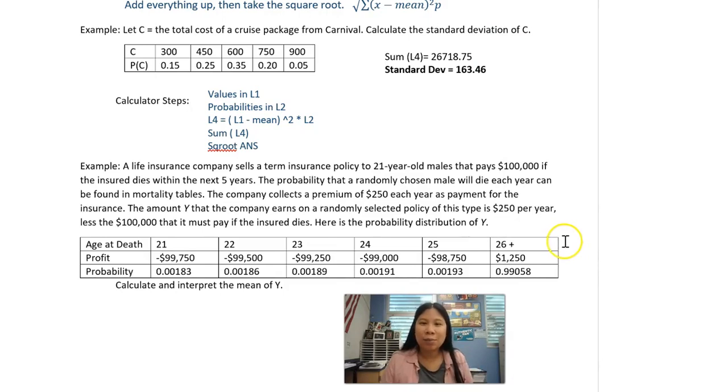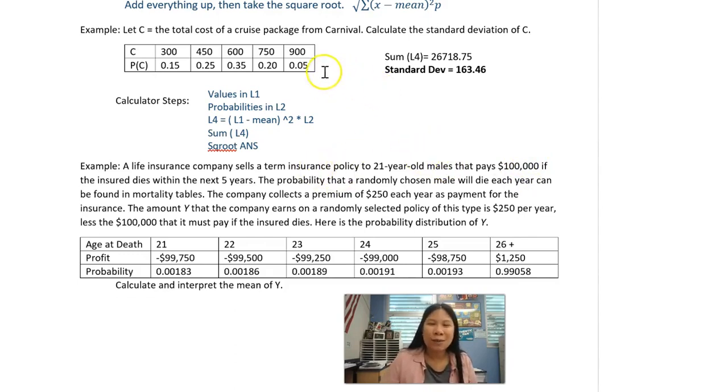I've got one last example for us to do. So here we're talking about a life insurance company that sells life insurance to 21-year-old males. It'll pay $100,000 if the male dies within the next 5 years, which is pretty solid. But with life insurance to a 21-year-old male, the company usually earns a lot of money from that because most 21-year-olds, even within the next 5 years, will not be very likely to die. So that's why the payout's not that much.